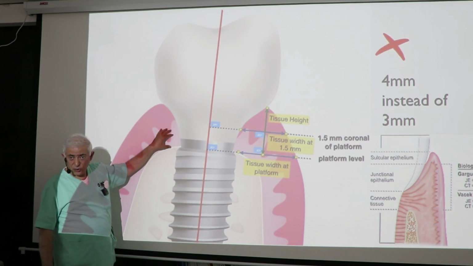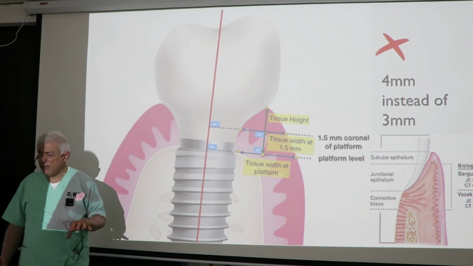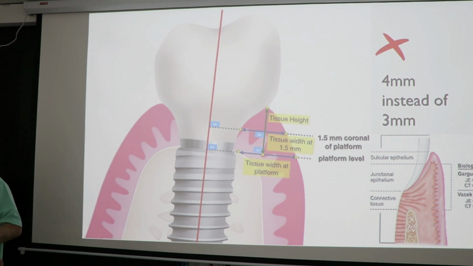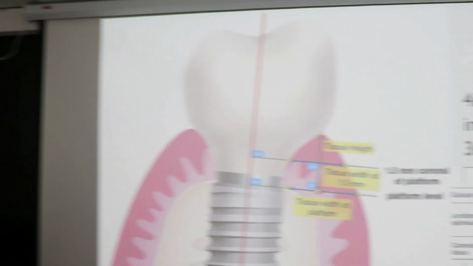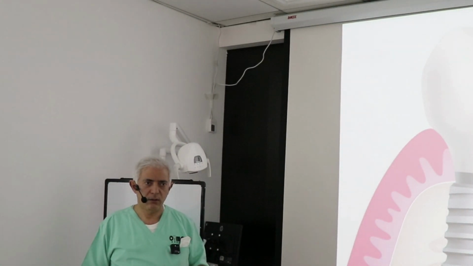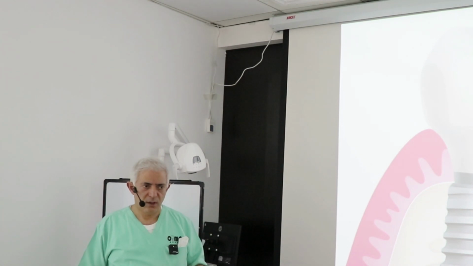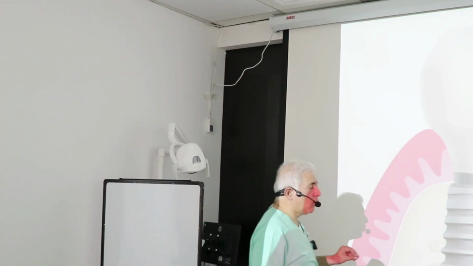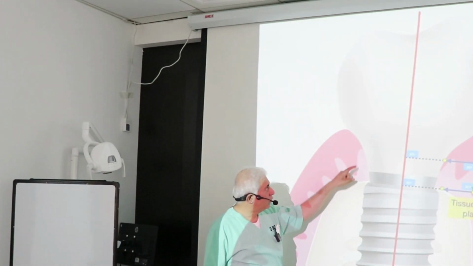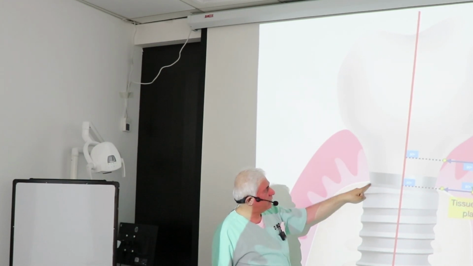The connective tissue, the hemidesmosomal connective attachment, hemidesmosomal attachments will adhere to zirconia if it's undisturbed. And when you put your probe, hopefully, you stop here, not here.